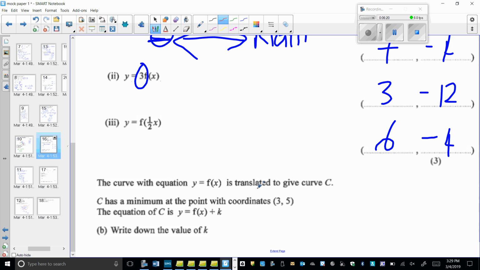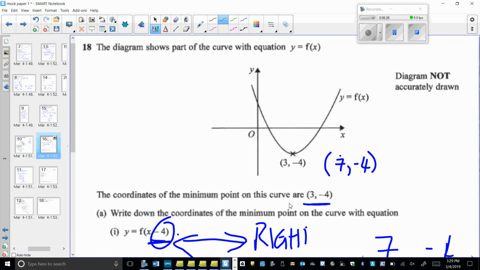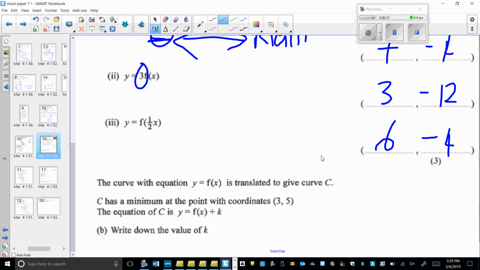Right, the curve is translated and the minimum point is now 3, 5. So if it was 3, -4, and it's now gone up here to 3, 5, it means it's gone up 9 units. Okay, so it hasn't gone left or right at all, it's gone up by 9 units, and that means that k must be 9.